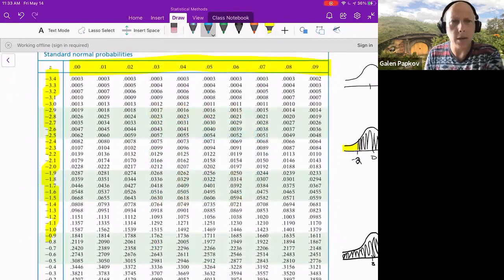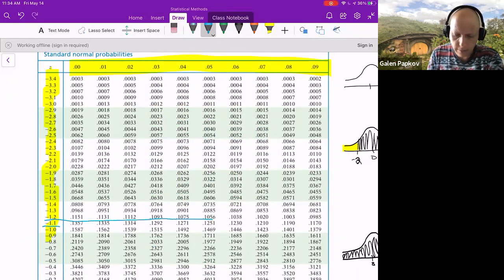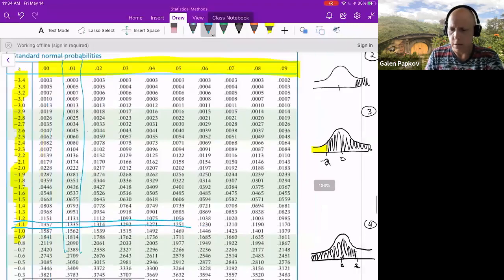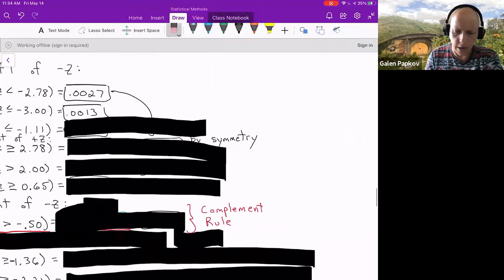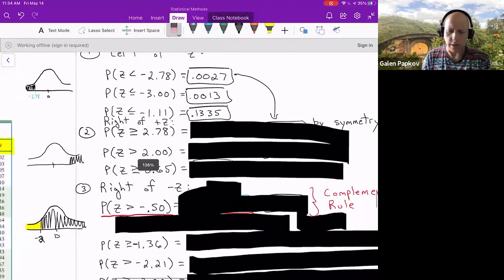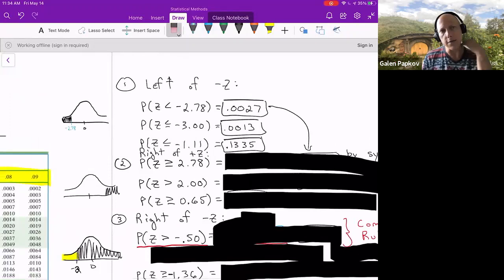All right, so hopefully you were able to find it. Again, you're looking for negative 1.11. So you're finding negative 1.1, that row, and then 0.01 to account for 1 in the second decimal place. And the intersection is at 0.1335. So hopefully that is the answer that we got. And there it is, 0.1335. Excellent. All right, so that is the area to the left of a negative z-score.